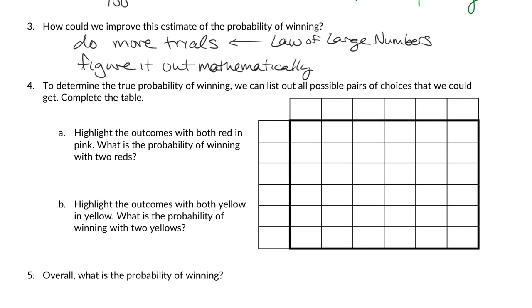So to determine the true probability of winning, we can list out all possible pairs of choices that we could get. Again, this is called S, the sample space.